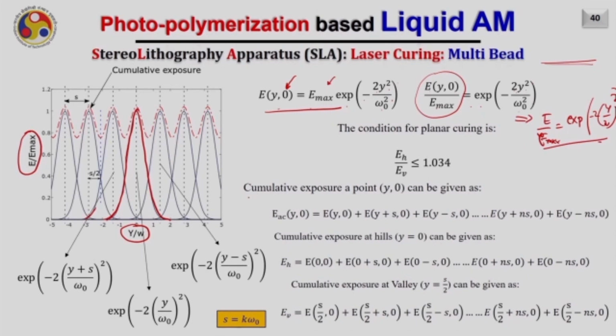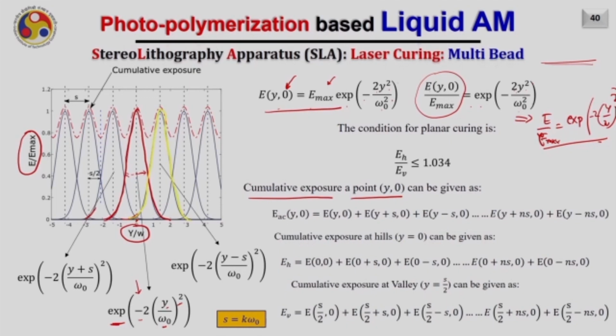So let me consider a cumulative exposure at point y0. How can it be obtained? Before that, let me find out the maximum exposure at the center line of each pass. For example, this is the pass at 0, 0. Here the exposure will be exponential minus 2 y by omega naught square, right? So if I go from here, I can obtain the energy available by this expression. Now for the next pass, assume that this is the second pass, and I am highlighting it in yellow color.